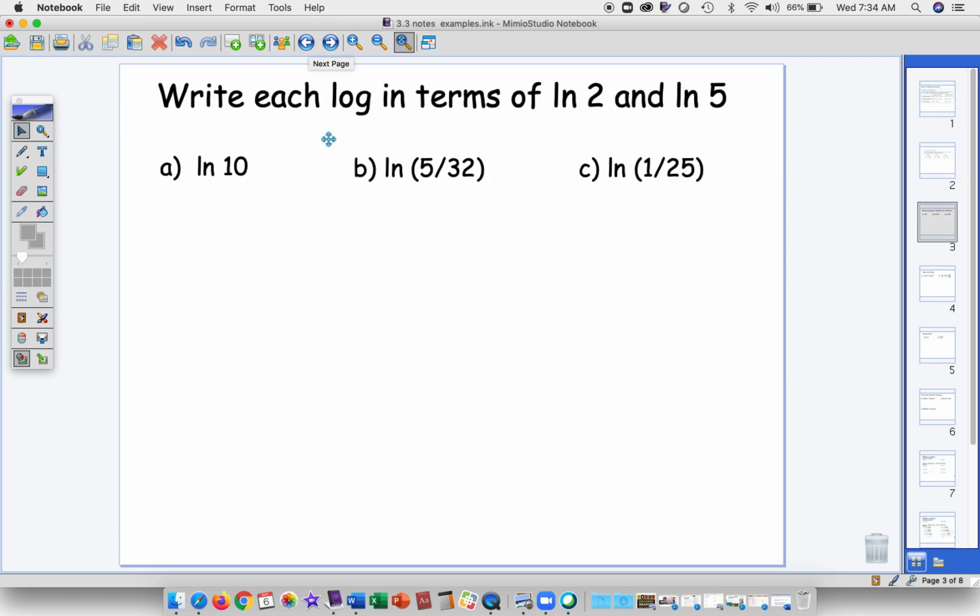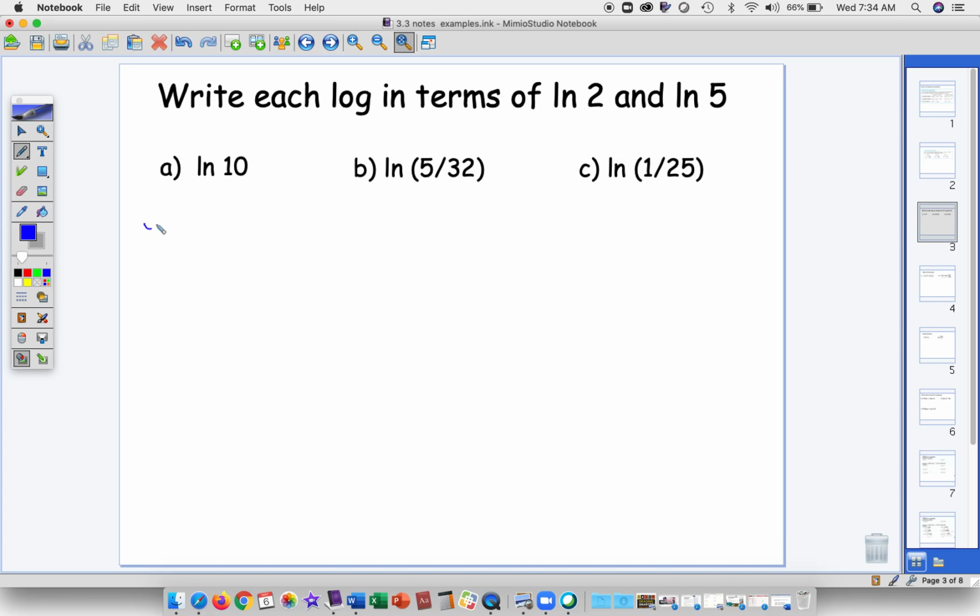So write each log in terms of the natural log of 2 and the natural log of 5. So we're not using our calculators at all in this entire section. We're not getting any decimals. We're just doing what the instructions say and rewriting these in terms of the natural log of 2 and the natural log of 5. So first we're going to play around with the numbers and see how we can use the 2 and 5.